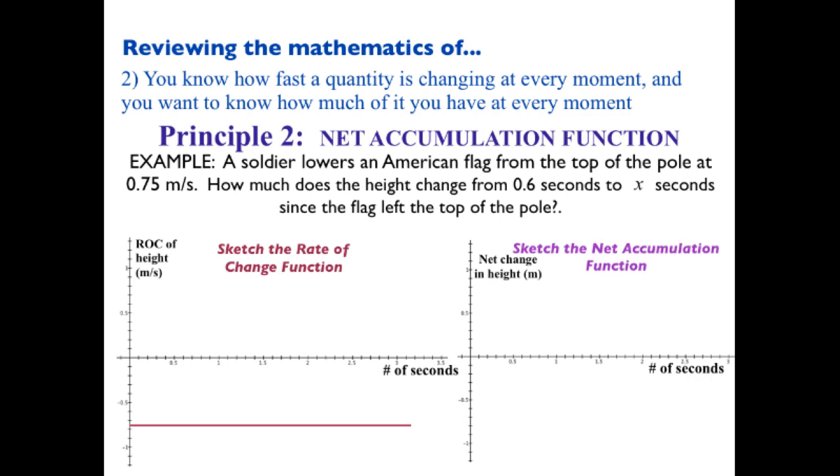So here's the rate of change, negative 0.75. And you told me that at 0.6 seconds, the net accumulation of height since 0.6 seconds is 0. So what's going to happen to the net accumulation as x increases from here? Our change is going to be greater and greater negative. So that's what the net accumulation starting from 0.6 looks like.